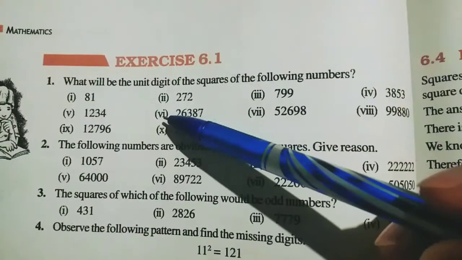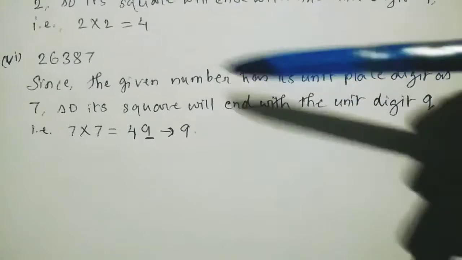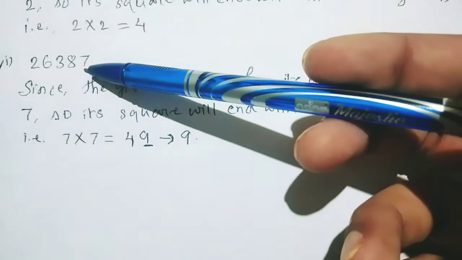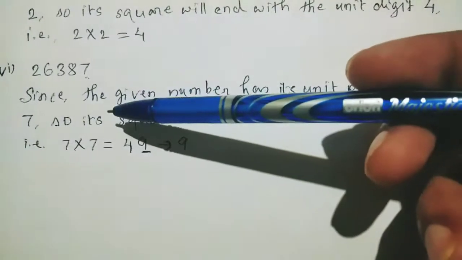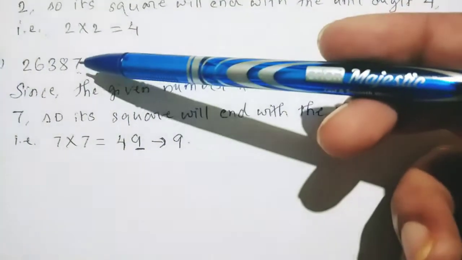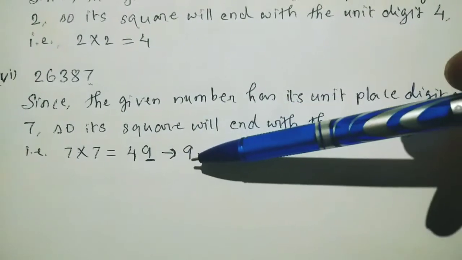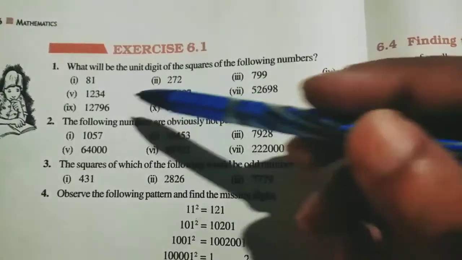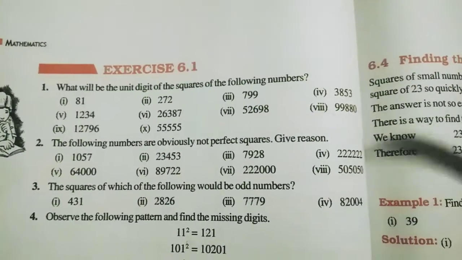Let us do one more question, the number 2(iii), 26387. Students, see this: 26387. Whatever the number may be, you only have to see the unit digit. Since the given number has its unit place digit as 7, its square will end with the unit digit 9. How 9? Because 7 into 7 is 49, and the unit digit of 49 is 9. So when you square this number, you will get the unit digit 9. Understood? Students, do all the remaining questions, because all are the same. You only have to multiply the unit digit, then you will get the answer.